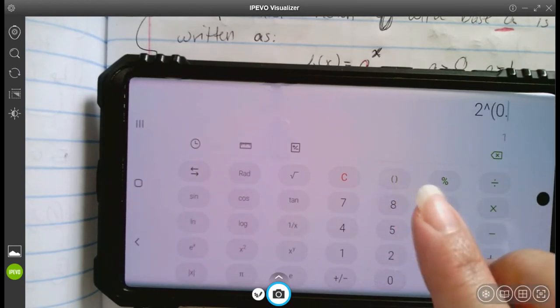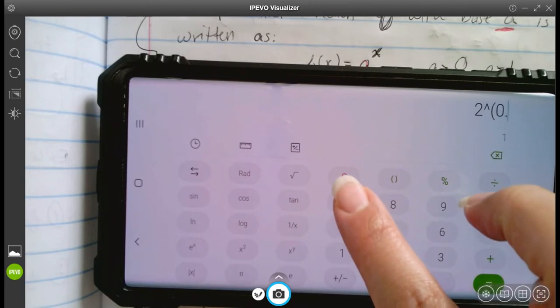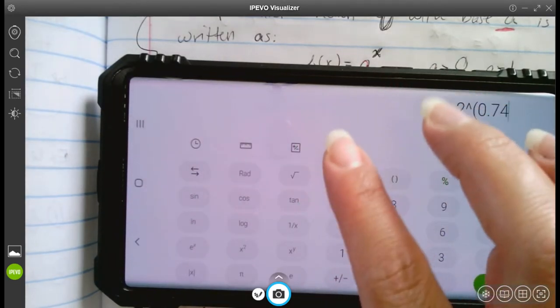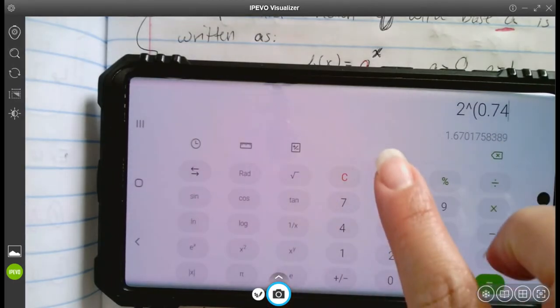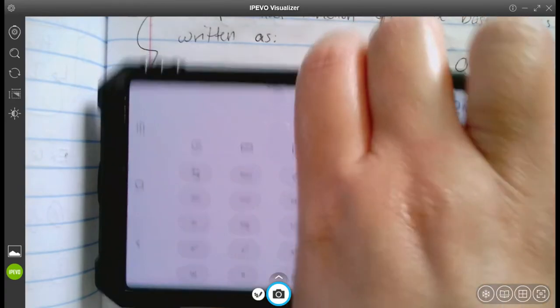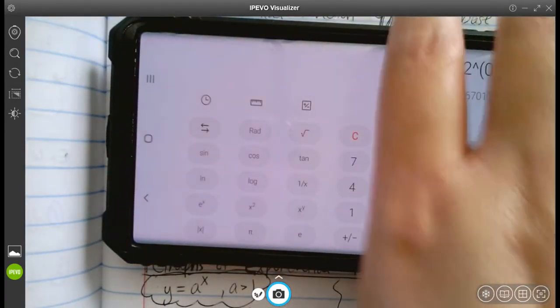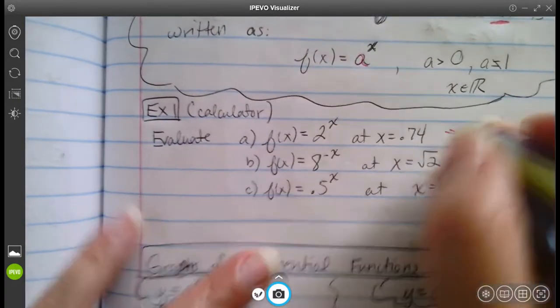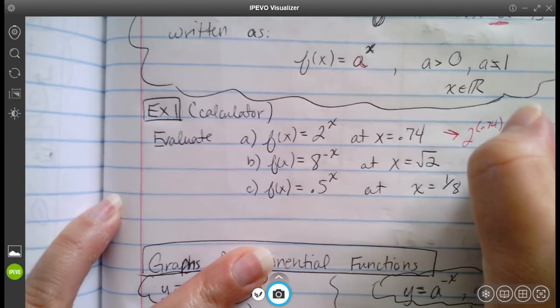Then 0.74. It's a little bit difficult because I'm looking at the computer screen, not so much my actual phone. And there you go. That's 2 to the power of 0.74, and it shows my answer is approximately 1.670. So this first one is approximately 1.670.